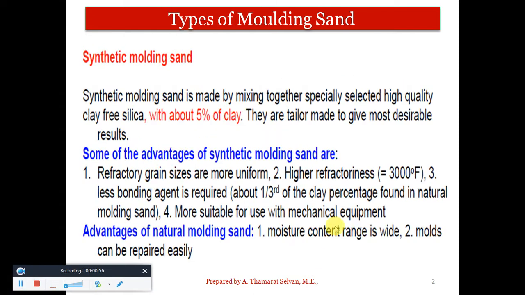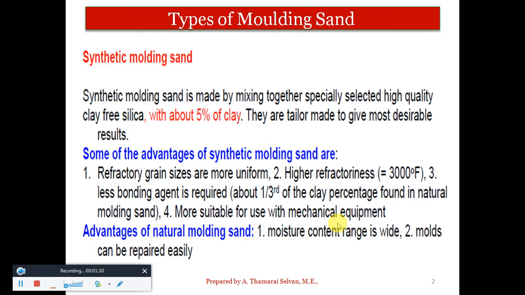The other type is synthetic molding sand. This is made by mixing together specially selected high quality clay-free silica with just about 5% of clay. They are tailor made to give more desirable results. Some of the advantages are that the refractive grain size is more uniform. It has higher refractiveness, that is, it can withstand more than 3000 degrees Fahrenheit. Less bonding agent is required, that is why we have only 5% of the clay, and it is more suitable for use with mechanical equipment.